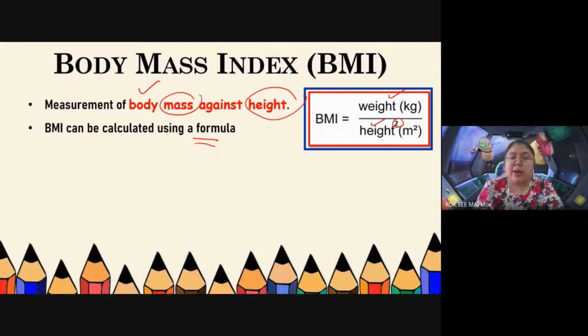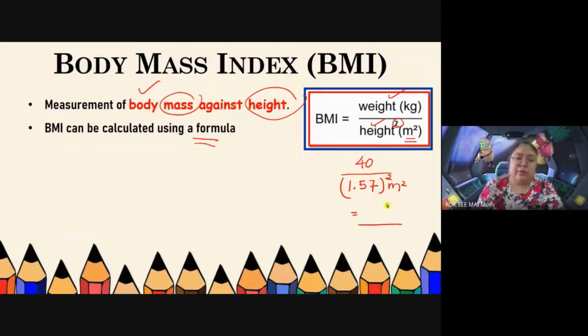Example, you are 40 kg. Then you divide by your height. Height must be in meters, not in cm. So say you are 1.57 meter. Don't forget to square. After squaring, then you tell me what your reading is.